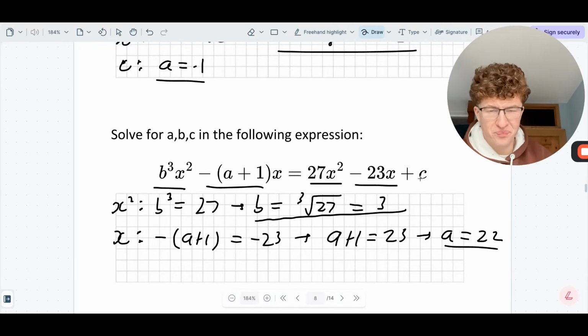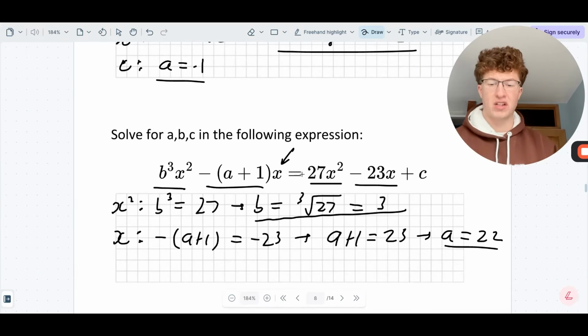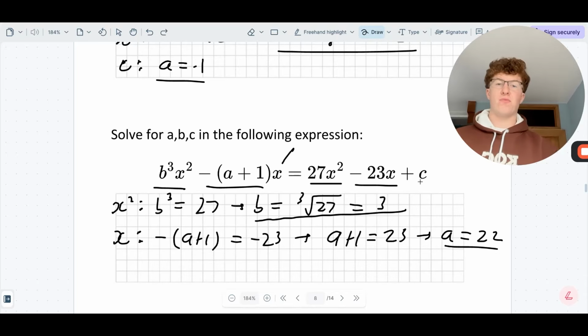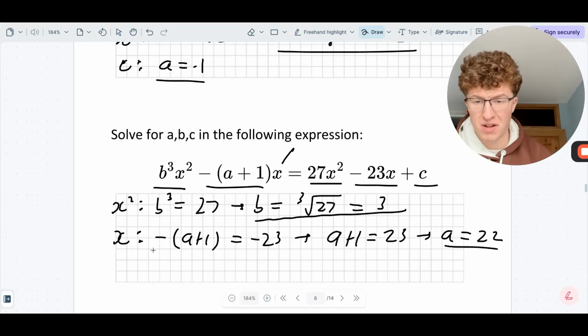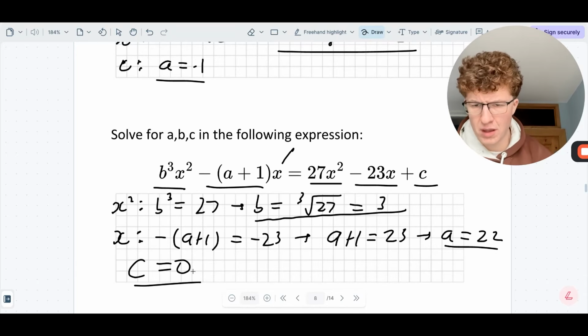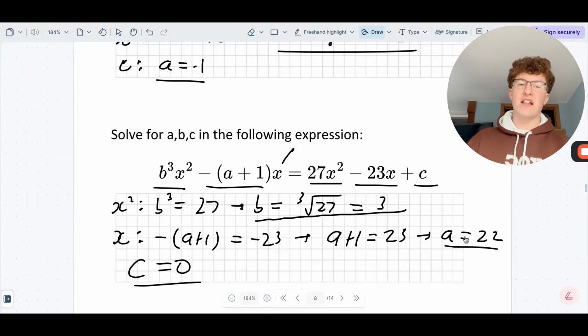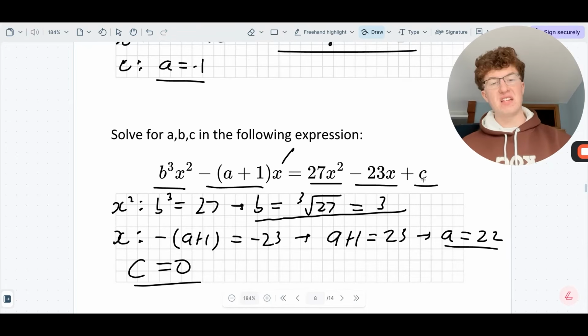Last thing then, notice we don't have a number on its own in this first equation here. So for this equation to hold, c must be 0. That's because if we fill in a and b into this original equation, we should get this equation here. But we don't have a number on its own in the first equation. So that means c must be 0 because it has no number to go with it.